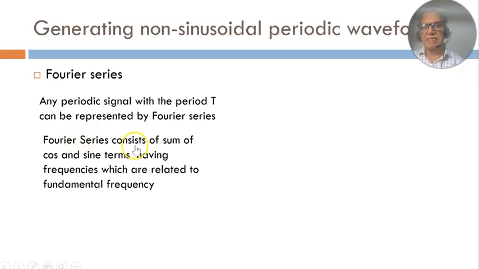And Fourier series itself consists of a sum of cos and sine terms having frequencies which are related to the fundamental frequency. Remember, we are talking about a periodic signal with a period T. So it will have a fundamental frequency which is 2 pi by T. So in general, a non-sinusoidal but periodic waveform will have a fundamental component, may have a second harmonic, third harmonic, fourth harmonic, and if you know the amplitude of these various harmonics, then you can generate these waveforms. The question is how to obtain the amplitudes.